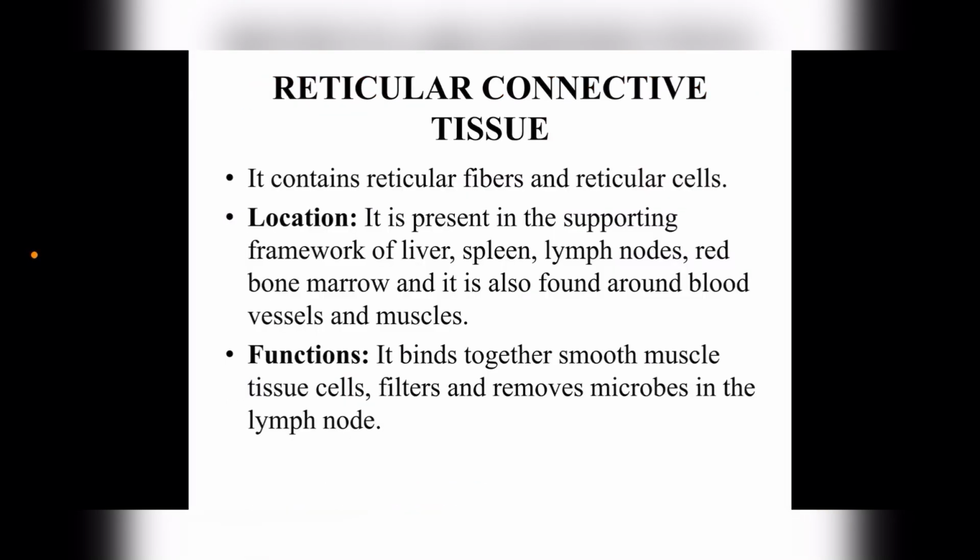Next, reticular connective tissue. It contains reticular fibers and reticular cells, and it is mainly located in the supporting framework of the liver, spleen, lymph nodes, red bone marrow, and it is also found around blood vessels and muscles. Some of its functions are: it binds together the smooth muscle tissue cells, and filters and removes microbes in the lymph nodes. It acts as a filter in the removal of microbes in the lymph node.